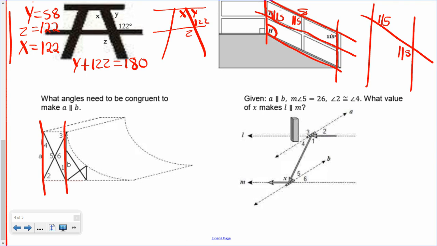Angle 6 and angle 5 are not even touching line A and B, so no. 4 and 1? Yeah. Using that transversal, what kind of angles are 4 and 1?